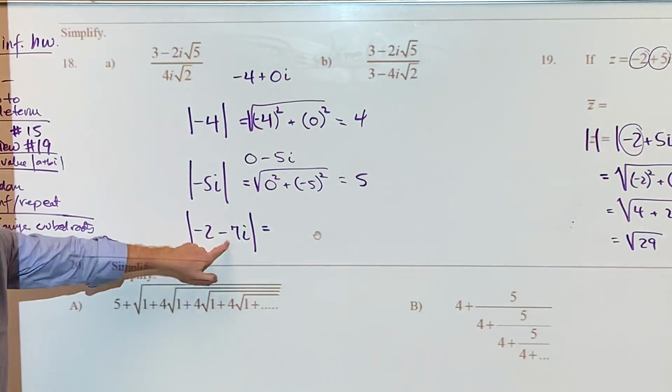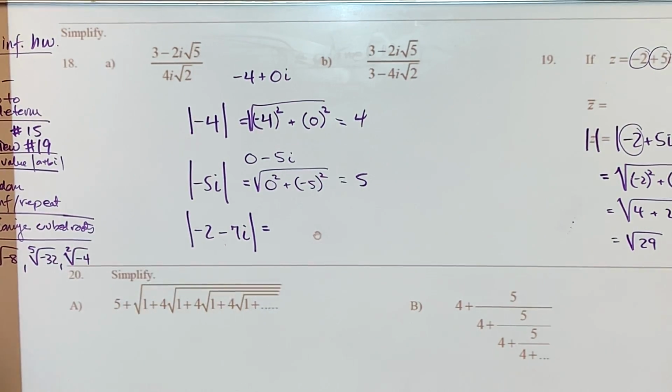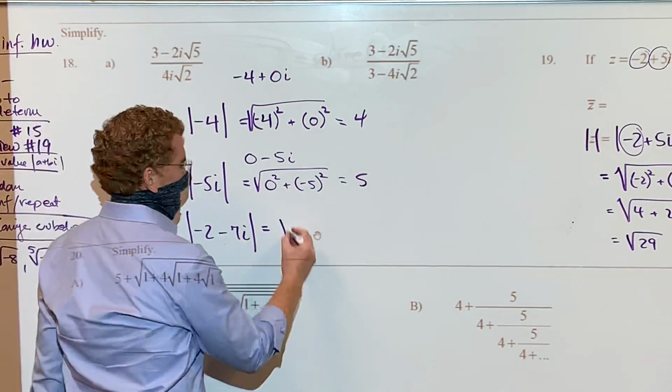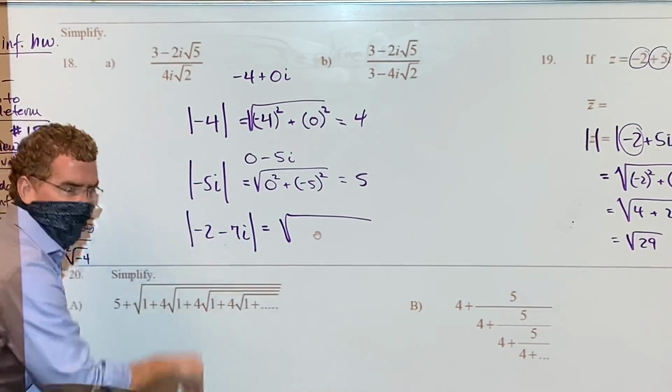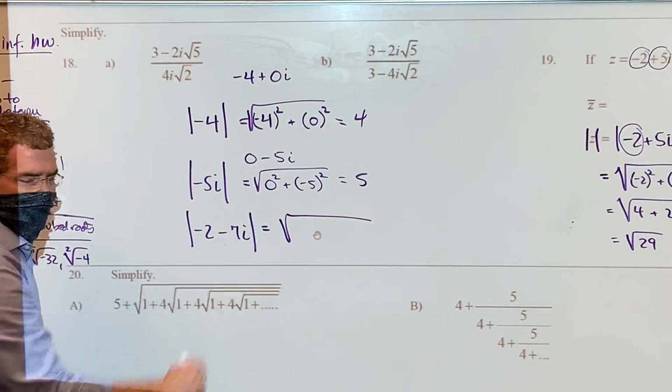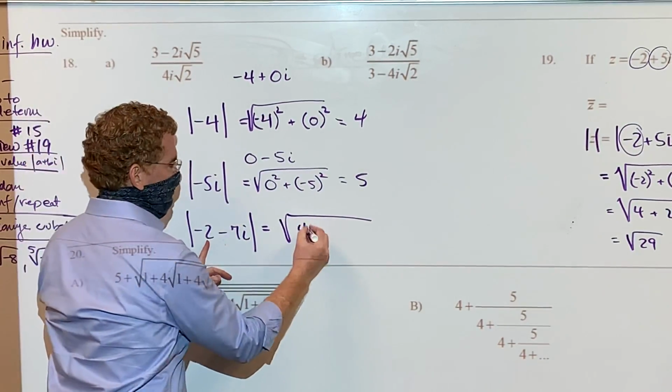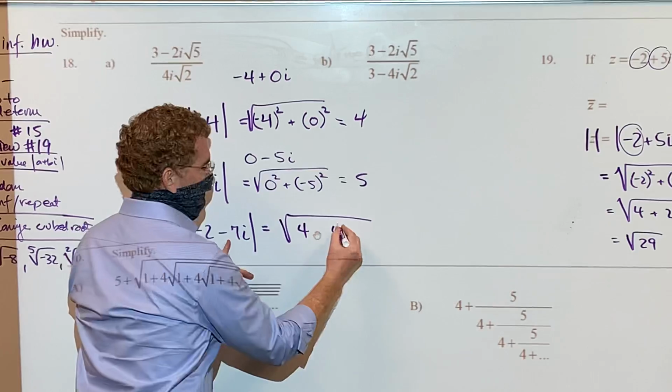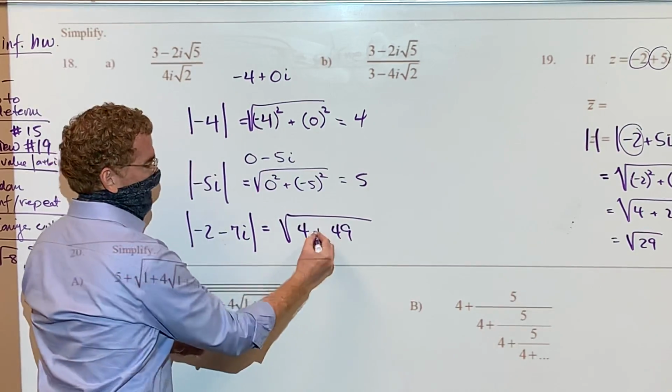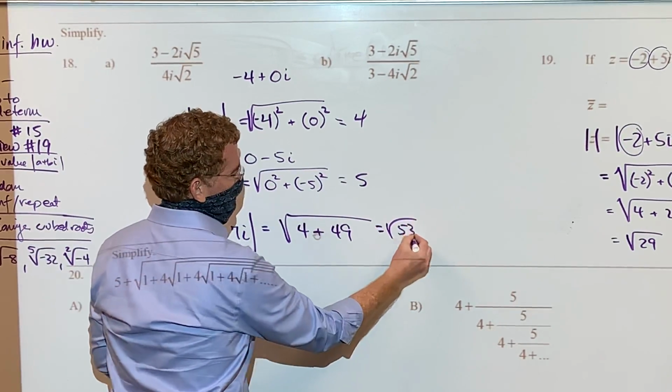And then this one, you just have to use it. So in this case, you're like, oh, that's right. I know that that's -2 down 7, that would make a triangle. And to find that length, I'm going to square the -2. I'm going to square the -7, not the i. I'm going to add them together, and I get root 53, which is 7-ish.